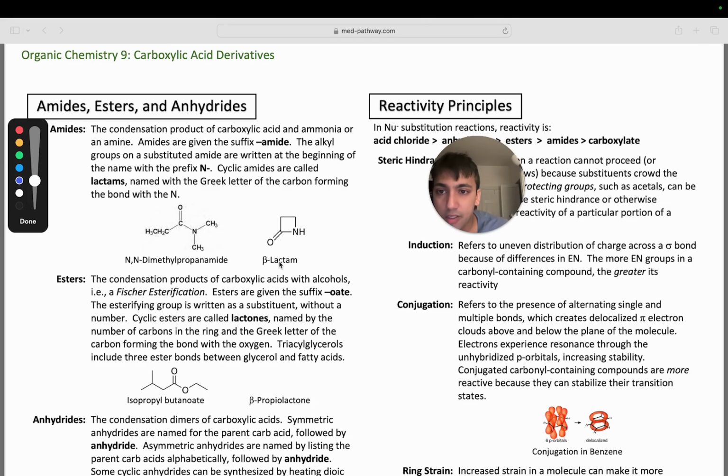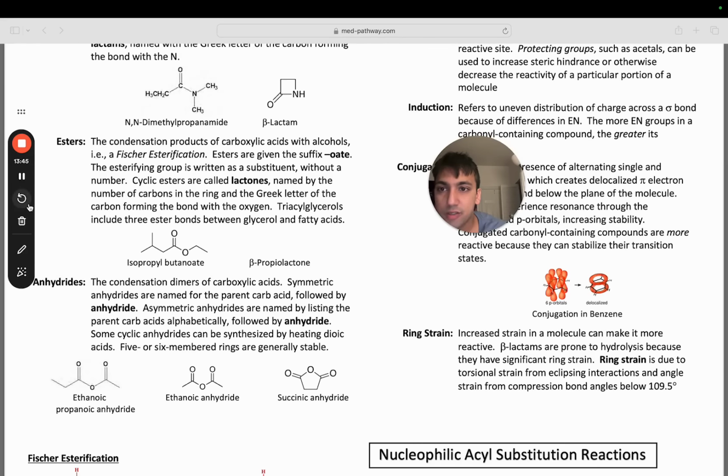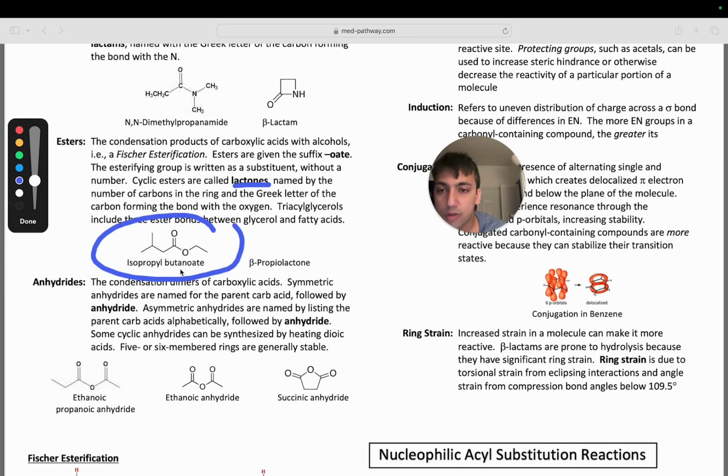Okay, next we have beta-lactam. Remember I told you that lactams are cyclic amides. So with cyclic amides, we still have that amide structure, but it's existing in a cyclic structure, and that's why we have beta-lactam. Okay, next we have esters. I've told you what esters are. Cyclic esters are called lactones, as we talked about before. Let's just review the structure. Isopropyl butanoate. Butanoate, we know that the -oate suffix means that there's an ester right here. Isopropyl, remember in the beginning of this video I told you about those substituents that are important to remember. Isopropyl was one of those 4 substituents. So we know that there's this isopropyl, and then there's a butanoate because there's a 4 carbon chain.